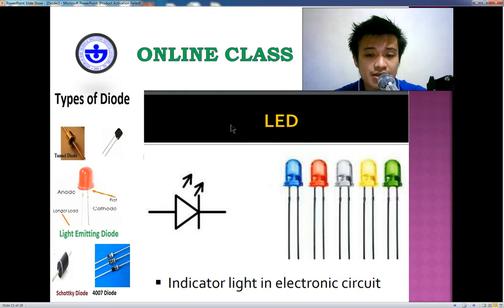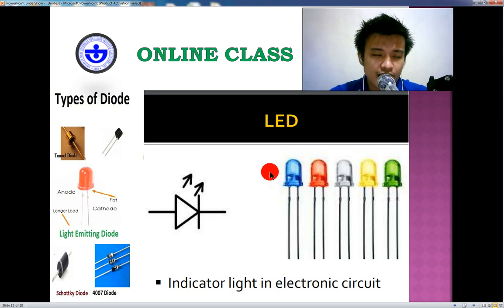Next, we have our LED, or the light emitting diode. The light emitting diode is usually used in the circuit as an indicator light. Indicator is, for example, a power supply. This LED should be connected in series with a resistor to protect it from damage, because it only has about 1.8 volts. It needs only a very small amount of voltage as well as current. That's why you need to connect a resistor on one of its legs.